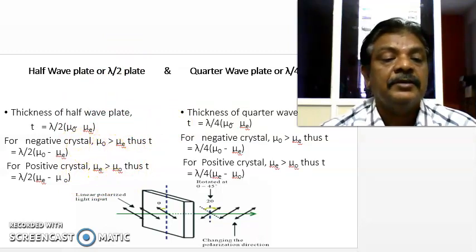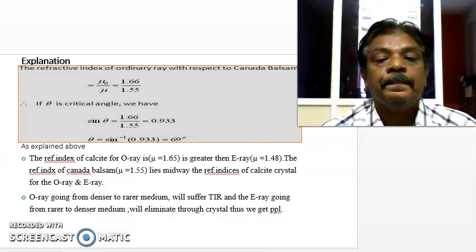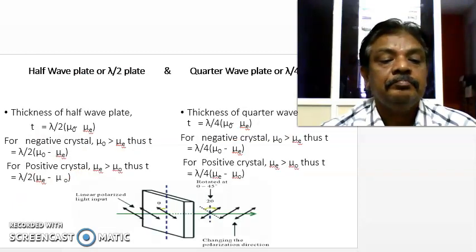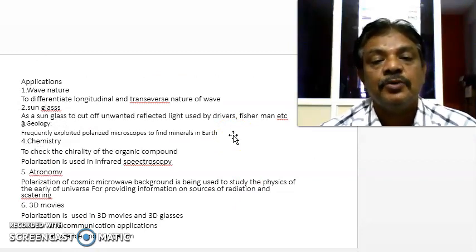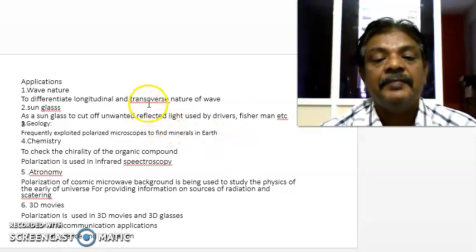Okay. Next, coming to the final topic of this polarization, applications of polarization. As you know, already in the introduction we talked about the wave nature, which can be defined by means of polarized light. The transverse nature of light can be defined by means of polarized light.